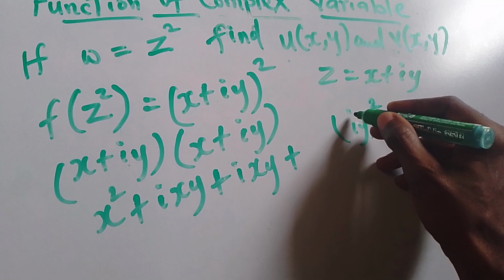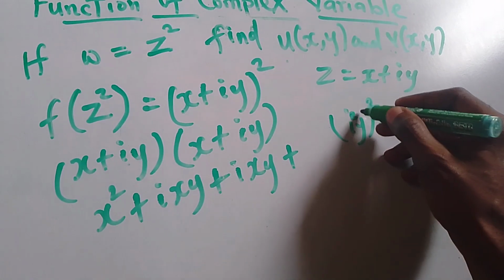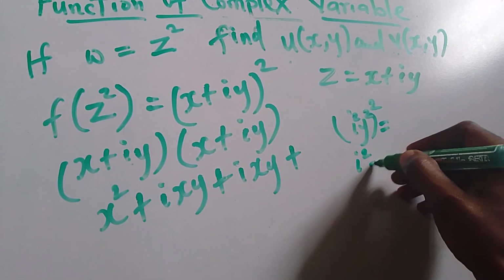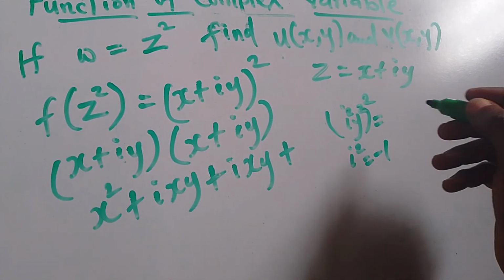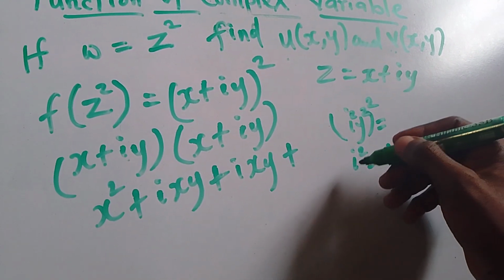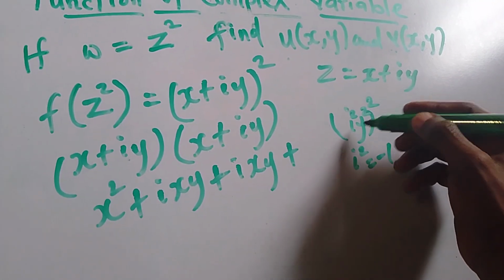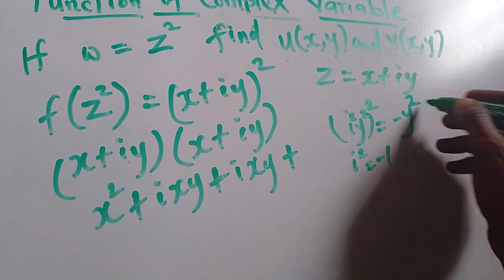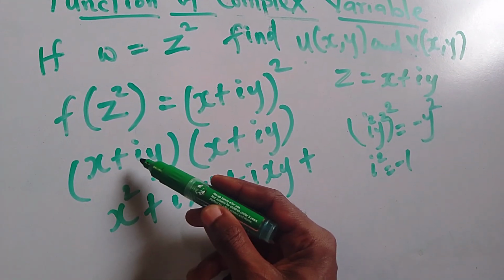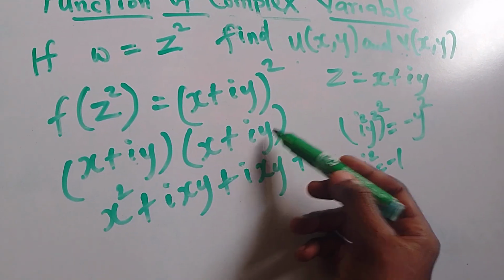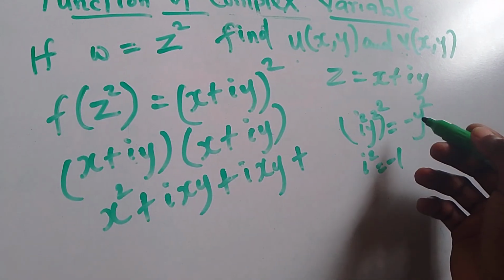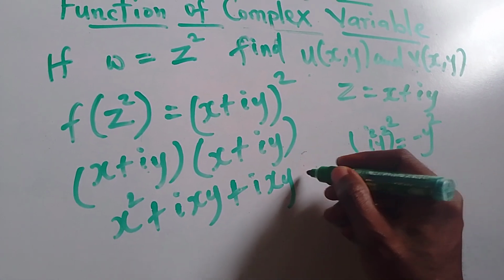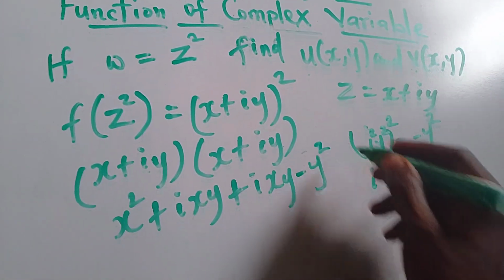Now if you square i and you square y, you know the square of i is minus 1, from the property of imaginary numbers. So minus 1 times y square gives us minus y square. So you can see that iy times iy is minus y square. So I'm going to clean this and put minus y square.